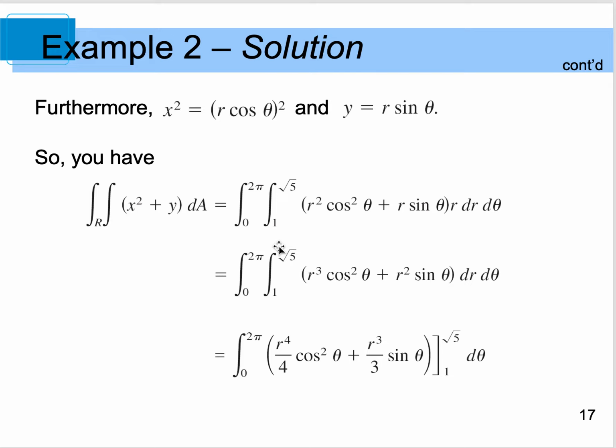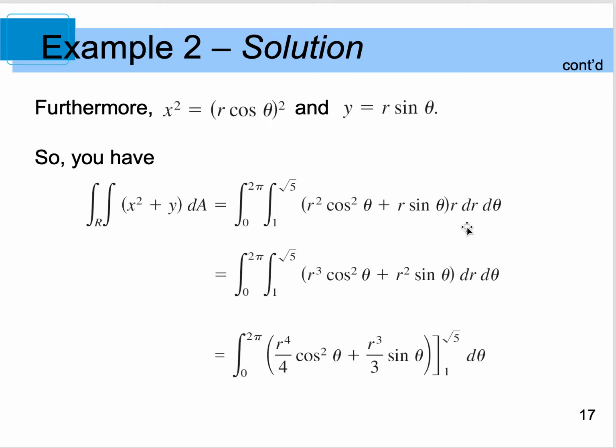Something else. x squared is (r cosine theta) squared. And then y would just be r sine theta. I have to plug in. I can't do x's and y's here because I'm in polar. So now what I have to do is integrate with respect to what I'm dealing with. So if I'm looking at this, I have r squared cosine squared theta plus r sine theta, times r dr d theta.